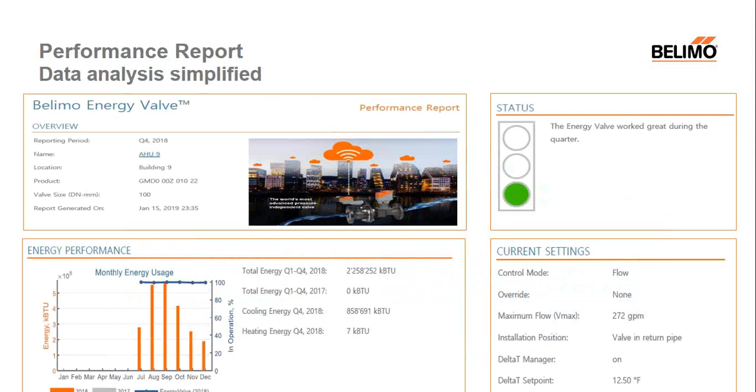We use kind of a red light, yellow light, green light scenario. Green would be everything is good, red would be there's a pretty significant error and something needs to be addressed. A typical error could be excessive air in the system, and the system needs to be bled off to remove that air. And we also have the current settings, if it's set for what the delta T set point is set for, if the delta T manager is on. So one quick report to help understand what's going on with the valve, and that's provided automatically on a quarterly basis.